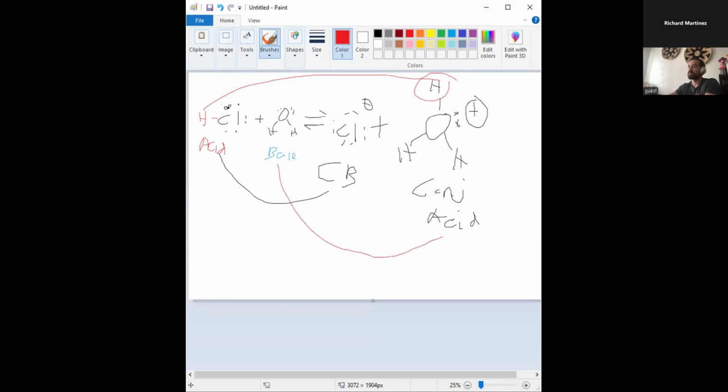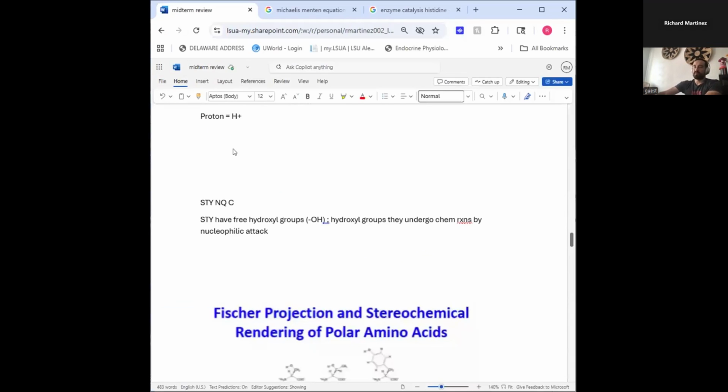Okay, let's go back to the normal screen. Okay, STYNQC. What's the point that I wrote this here? Does anyone have any idea? Okay, serine, threonine, tyrosine. What's the point?